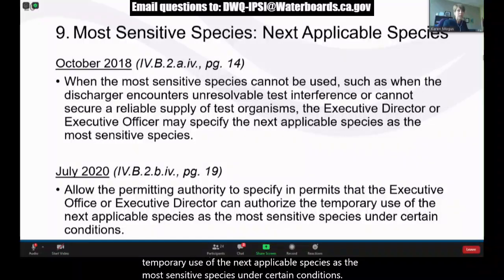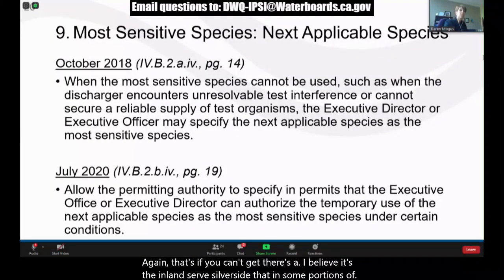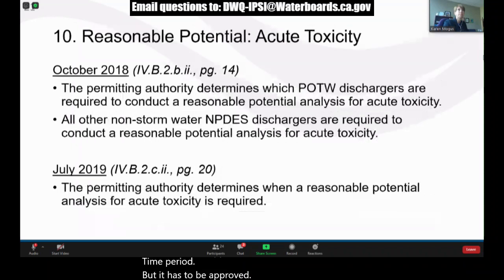Again, that's if you can't get, I believe it's the inland silverside, that in some portions of the year it's difficult to get those test organisms. If they're not available, then the next most sensitive species can be used during that time period. But it has to be approved by the executive officer.